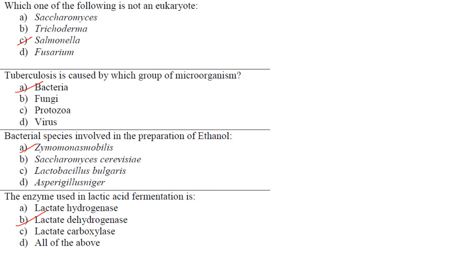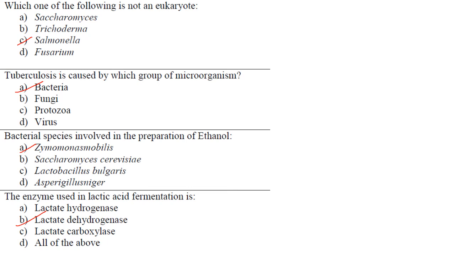Which of the following is not a eukaryote? Saccharomyces is a eukaryote. It is a fungus. Trichoderma is also a fungus. Salmonella is a bacterium, so it is not a eukaryote. Fusarium is also a fungus.